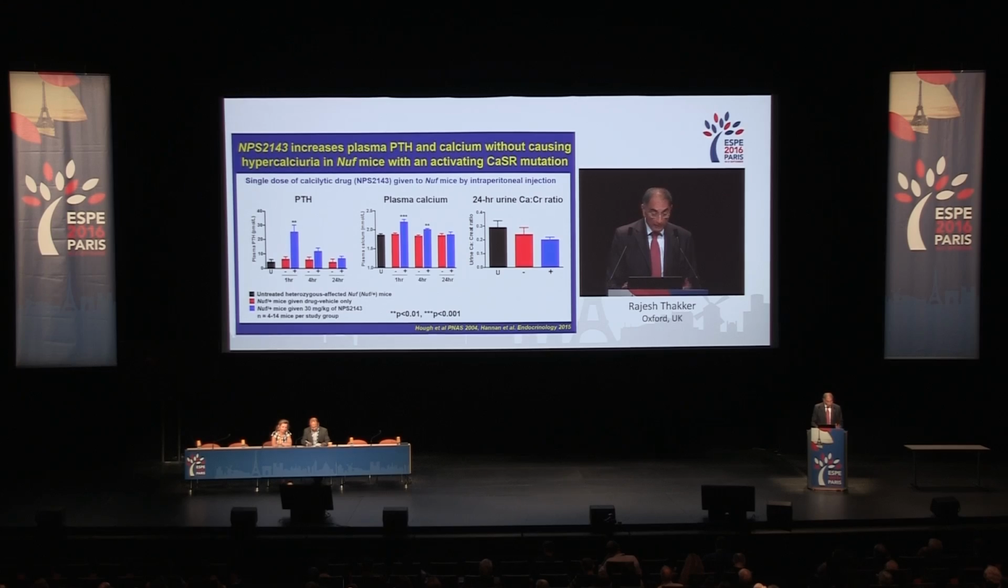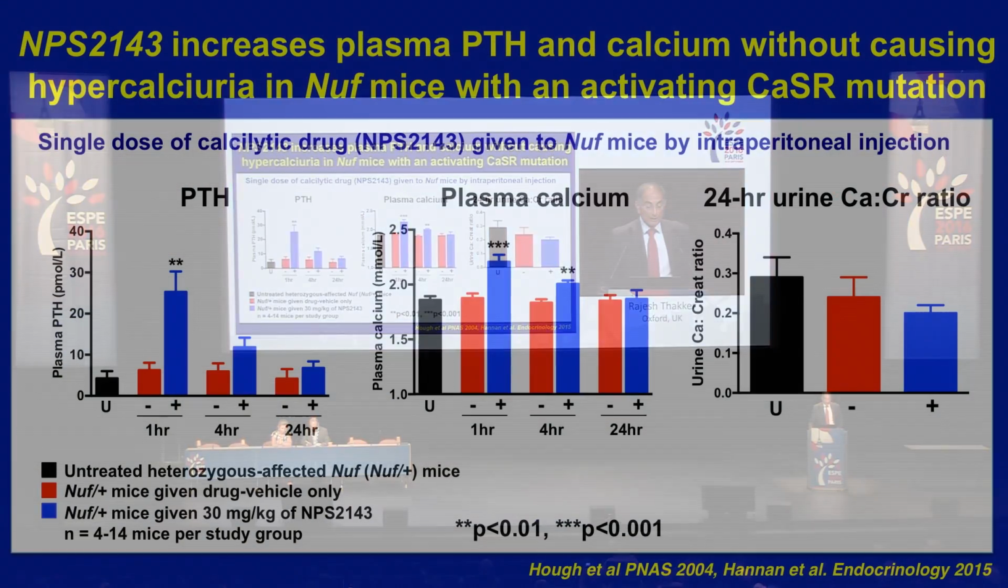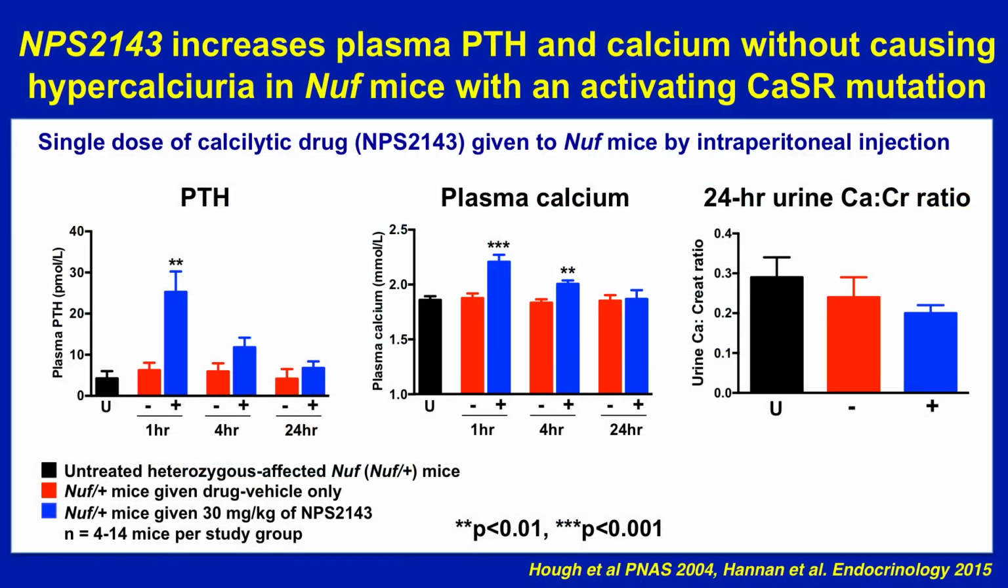Well, we've got a mouse model, so we tested it in that. And here we've given a single dose of this drug to these mice. They're called Nuf mice, because they had nuclear flecks, they had cataracts. And what we find is that 1 hour after giving the drug, look at this. Wow, the PTH goes up markedly. So here's the untreated heterozygous mice, and these are given drug vehicle only in red, and these are the blue, the ones that are treated. So the PTH goes up in 1 hour, and it comes down. And concomitantly with this, you can see that the calcium also goes up.